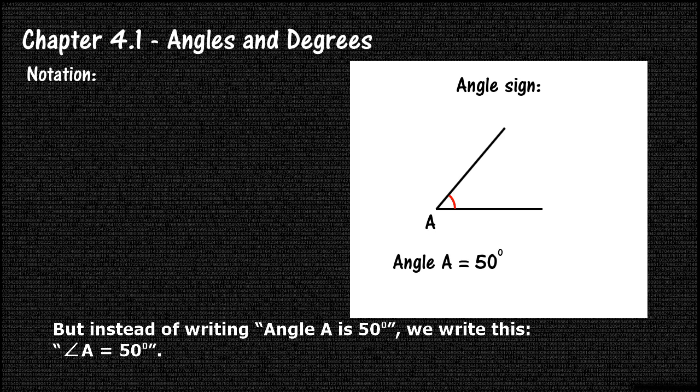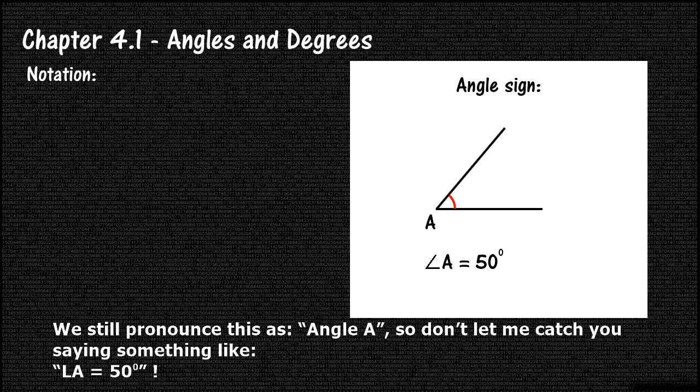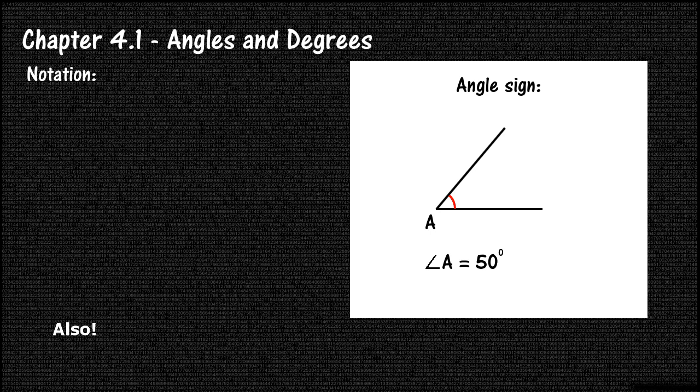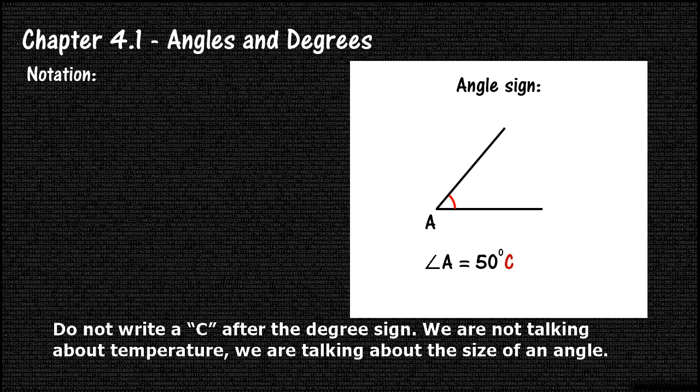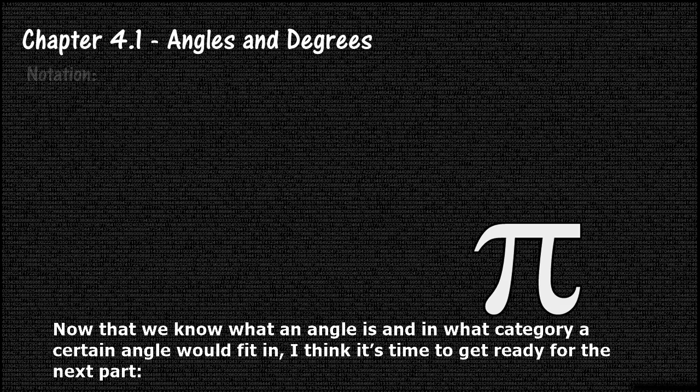But instead of writing angle A is 50 degrees, we write this. We still pronounce this as angle A, so don't let me catch you saying something like LA is 50. Also, do not write a C after the degree sign. We're not talking about temperature, we are talking about the size of an angle. Now that we know what an angle is and in what category a certain angle would fit in, I think it's time to get ready for the next part.